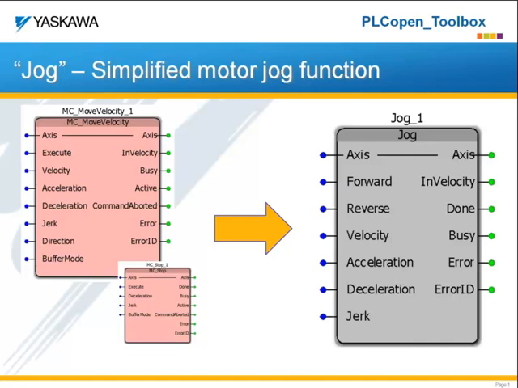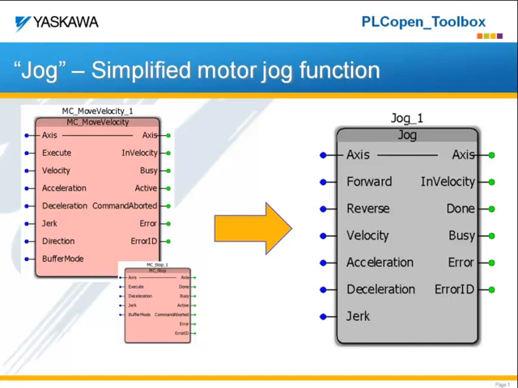It uses the MC Move Velocity function block to actually cause the jog. However, as with all PLC Open function blocks, it's the rising edge of the execute that causes that motion, and removing the execute bit does nothing to stop the motion. So you need to use a separate function block, MC Stop, in order to stop the motion.